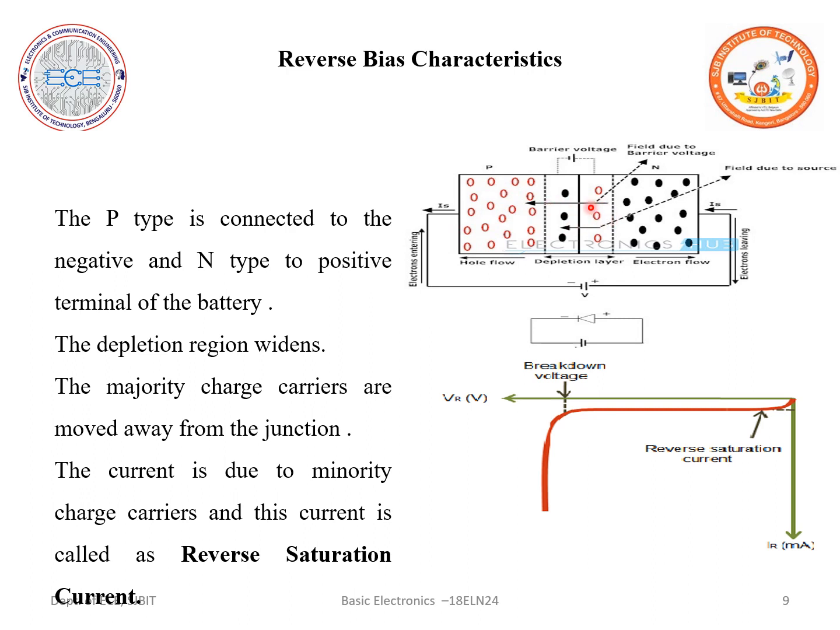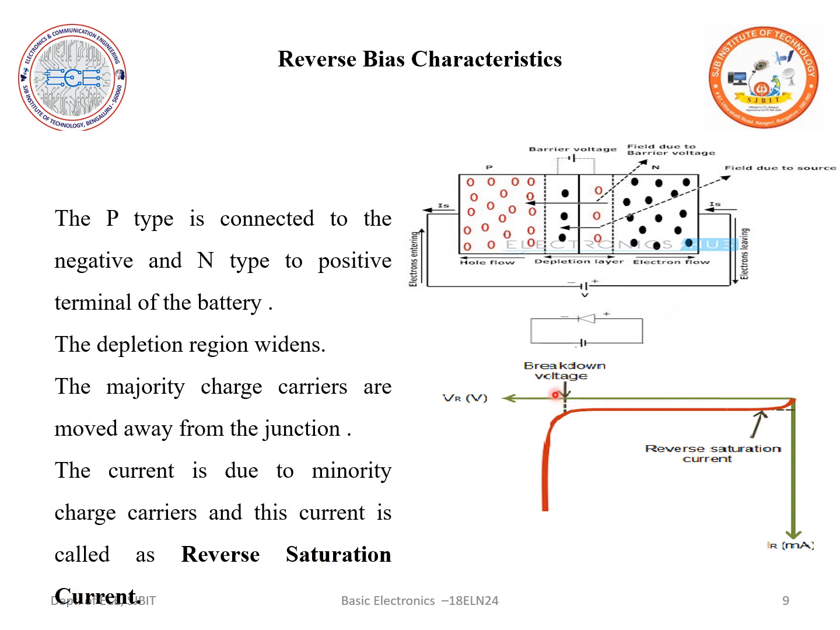The width of the depletion region gets widened, and there is a point where all the majority charge carriers present in the P region and the N region get neutralized, and it is only left with the minority charge carriers. As and when we increase the reverse voltage that is applied, the minority charge carriers present in both the regions will constitute a sudden rise in the current, which we call the reverse saturation current.